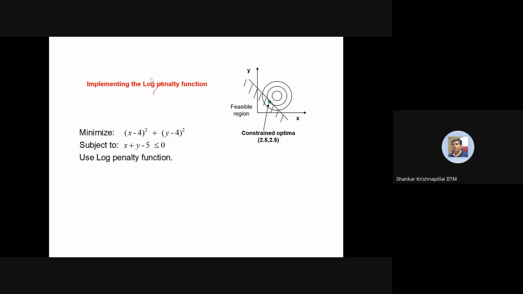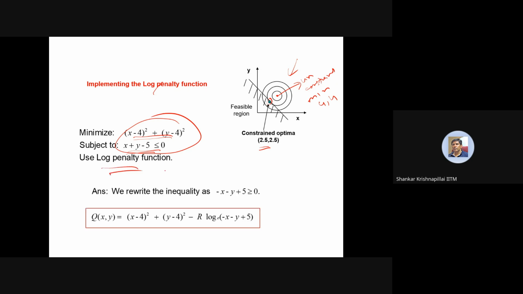Let us look at a simple example of implementing the logarithmic penalty function. This is the same problem, that is, minimize this objective function subject to this inequality constraint. You can see the graphical image here, and you can see that the actual solution is 2.5, 2.5. This is the unconstrained minimum, that is 4, 4, and the constrained minimum is 2.5, 2.5. So use the log penalty function.